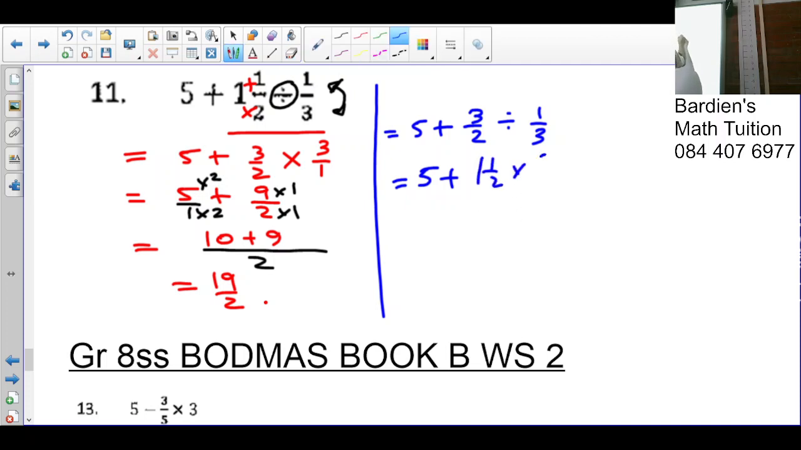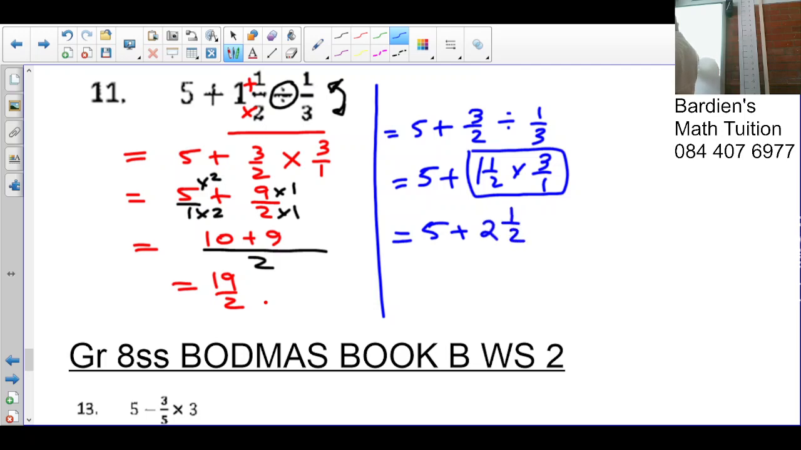Times. So you multiply this? So what did you get? 2 and 1 half. Sorry? 1 half times 12. 1 half times? 12 over 12. How did you get 12 over 12?